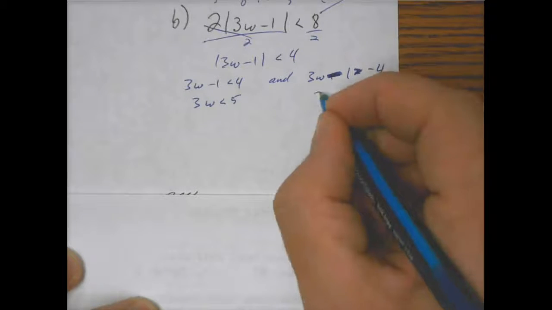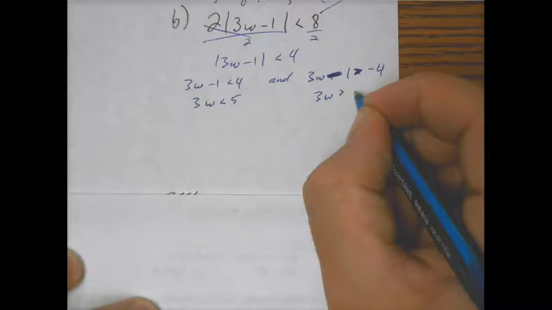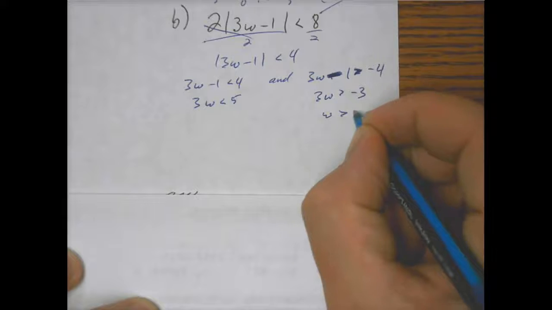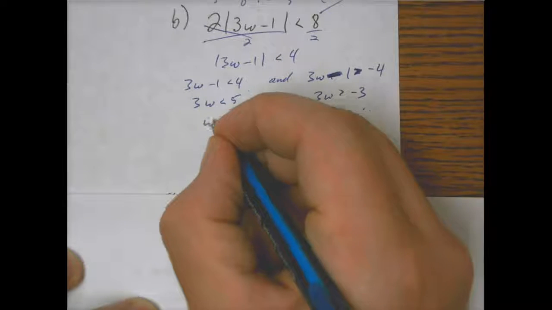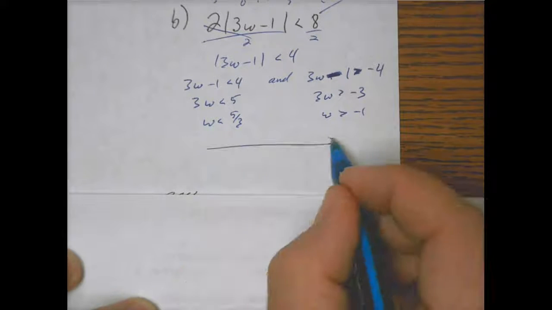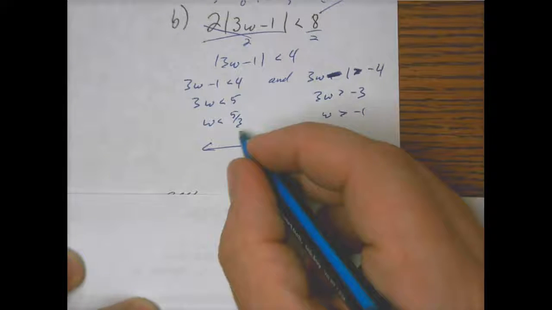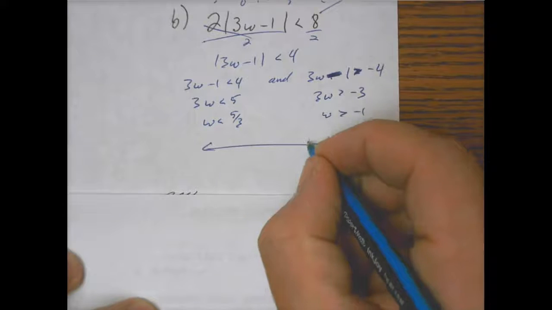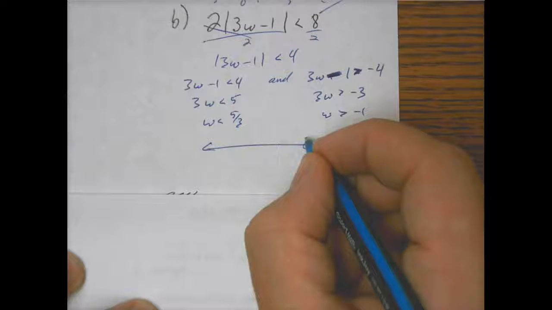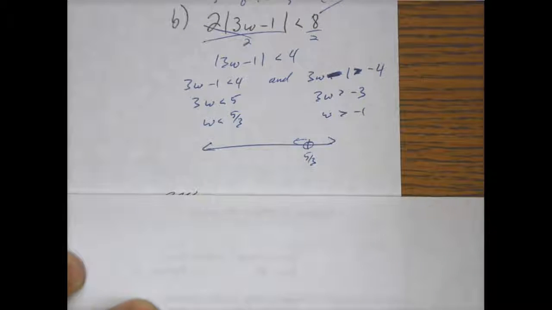Add 1, so 3w is greater than negative 3. So w is greater than negative 1, and w is less than 5/3. So on a number line, 5/3 is like 1 2/3. So we have 5/3 here, and it says just less than, so I'm not equal to that point, and I want to be going that direction from 5/3.